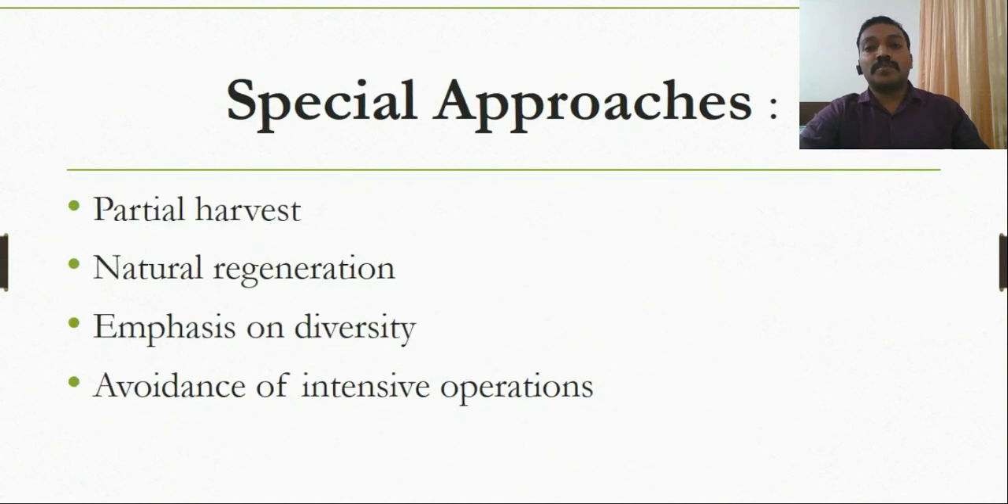And about the special approaches. Unlike the conventional silviculture principles, you will be studying the 4 important aspects as special approaches. From partial harvesting instead of the complete harvesting, we'll be studying about the partial harvesting, and about the natural regeneration. Instead of following any artificial regeneration, there is a special approach to completely rely on the natural regeneration. And also about the emphasis on diversity. Instead of the monocrops, we will also be studying how the forestry programs are giving importance to the diversity of various plants. And also about the avoidance of intensive operations like weeding, thinning and all these things. These are the 4 special approaches we will be studying in detail.